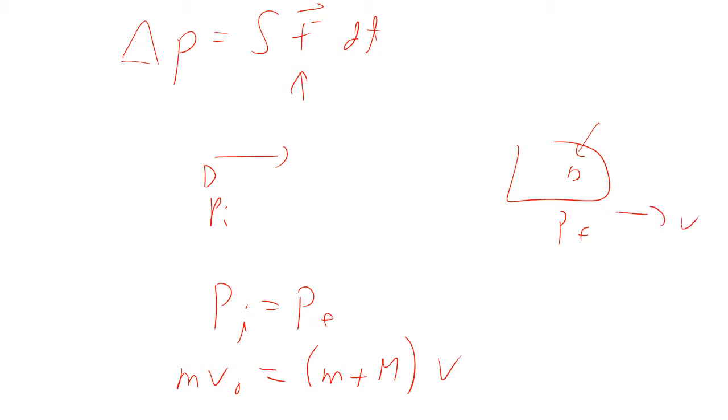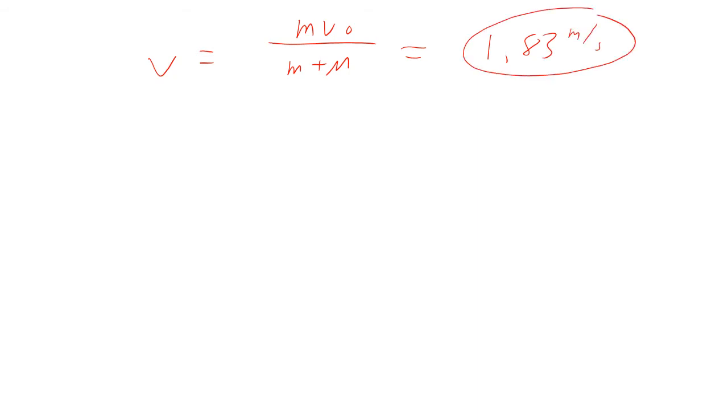Okay. And so we just do a little bit of algebra. We see that the final velocity is m v naught over (M plus m). And so if we plug in our numbers right here, that gives us 1.83 meters per second. Okay.